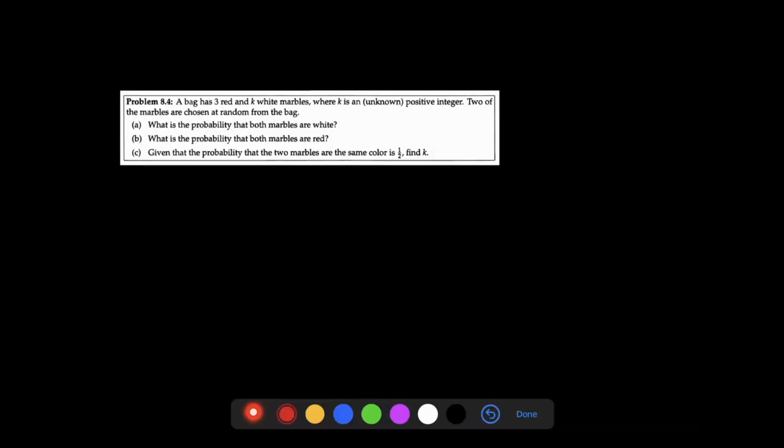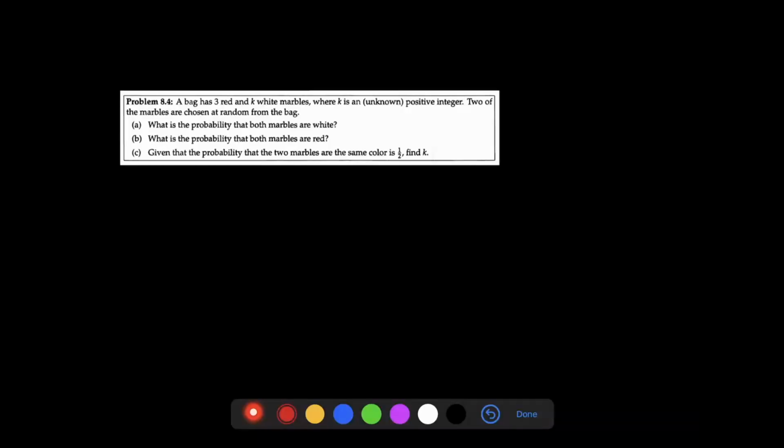So this is kind of a really tedious problem. So let's quickly get into this. A bag has 3 red and k white marbles, where k is an unknown positive integer. 2 of the marbles are chosen at random from the bag. Given that the probability that the 2 marbles are the same color is 1/2, find k.